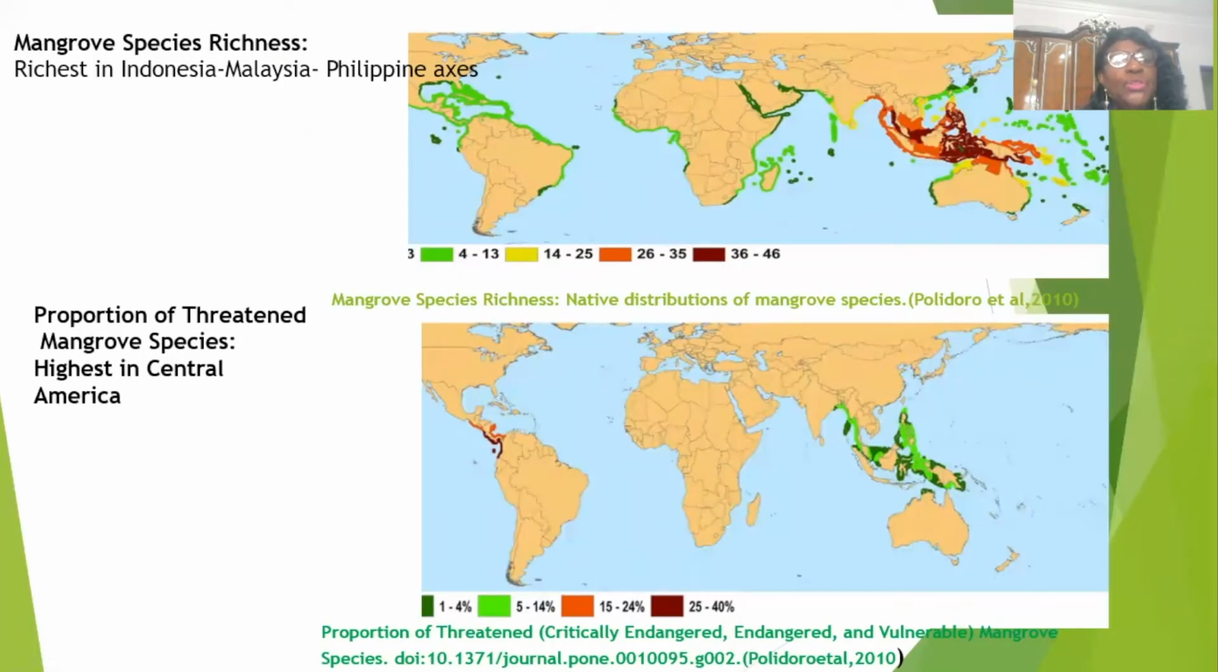This map shows mangrove species richness. The top map is richness of mangrove species, and the lower one shows the proportion of threatened mangrove species in the world. The areas shaded dark brown represent the highest mangrove species richness, between 36 and 46 species. The mangrove species richness is highest in the Indonesia, Malaysia, Philippines axis. The proportion of threatened mangrove species, on the other hand, is highest in Central America.